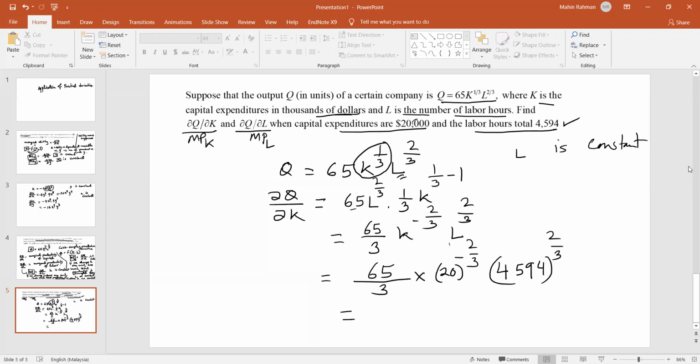How much is the answer? Madam, yes? Why do you substitute here? Because they are saying that you have to calculate delta Q by delta K, delta Q by delta L when capital is this one, labor is this one. So that's why you have to substitute and we have to find out delta Q by delta K, this value. Do you understand? Yes, madam. Okay, so now everybody please calculate.